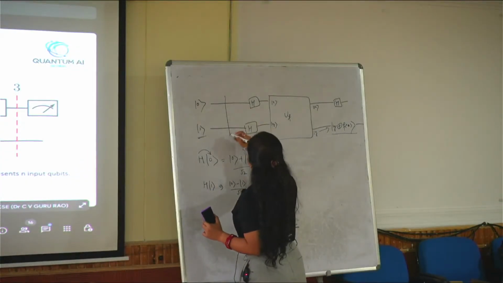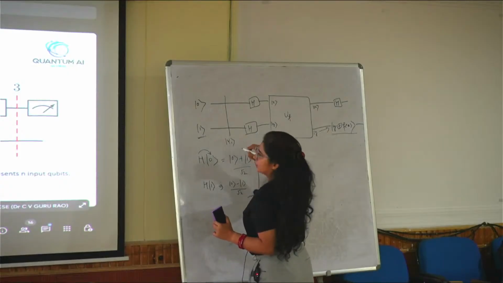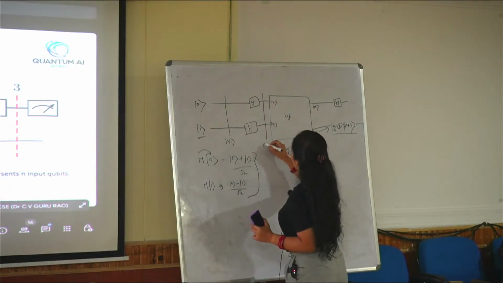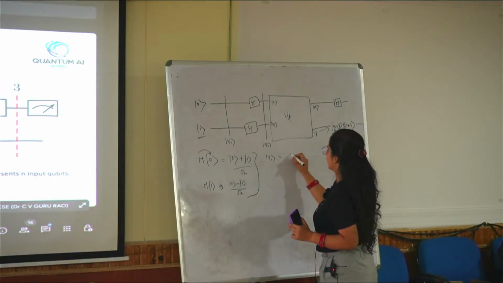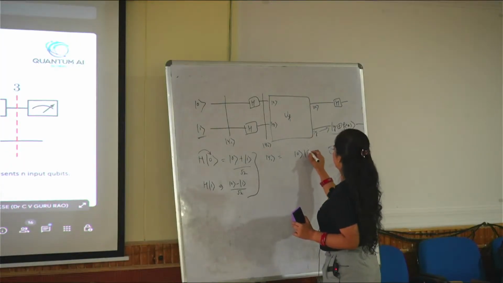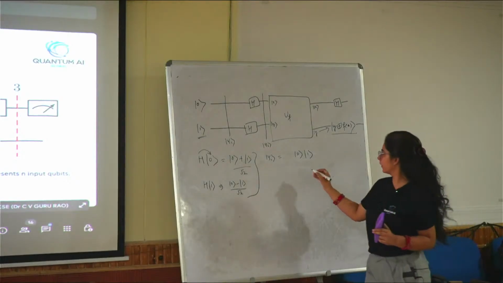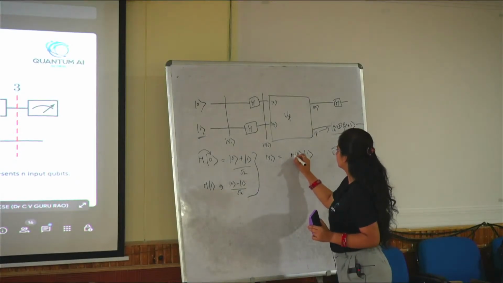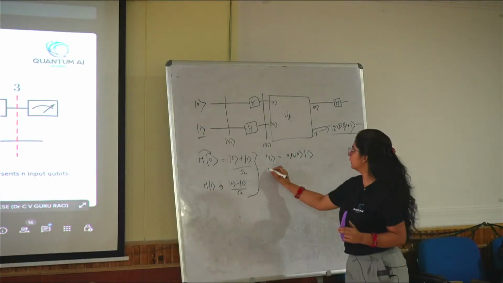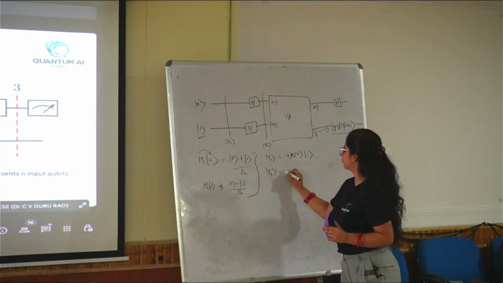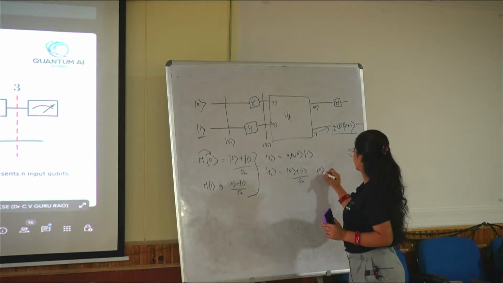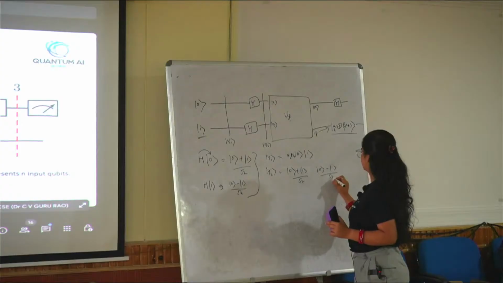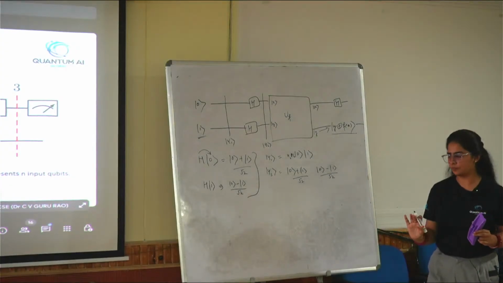Now, I'll just write here what is happening at each step. At psi 1 we would be having 0 and 1, and we are applying Hadamard to the 0th qubit and Hadamard to the first qubit. At psi 2 it would be 0 plus 1 by root 2 and 0 minus 1 by root 2. This is it. Basic.